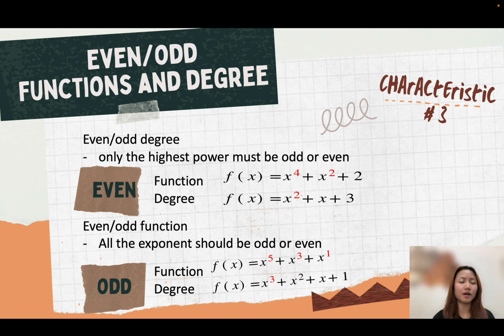And now we are going to talk about even or odd function and degree. What is the difference between the degree and the function? Even or odd degree means only the highest power must be odd or even. And function means all the exponents should be odd or even. You can say for an even degree, just the highest power must be even. For an odd degree, just the highest power must be odd. And for an even function, all the exponents need to be even. For an odd function, all the exponents need to be odd.